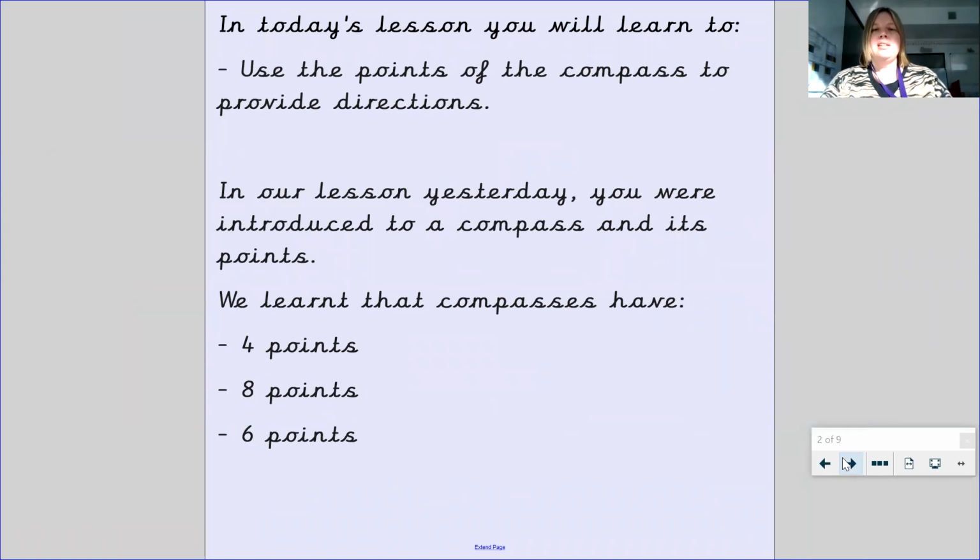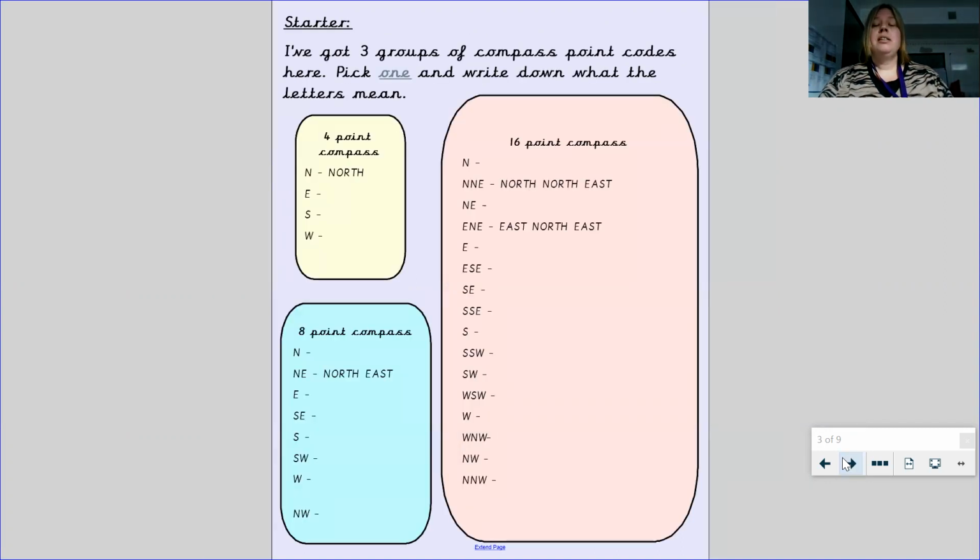In our lesson yesterday, you were introduced to compasses and their points. We learnt that compasses have 4 points, 8 points, and 16 points. To get you started, I've got 3 groups of compass point codes here. Pick one and write down what the letters mean.